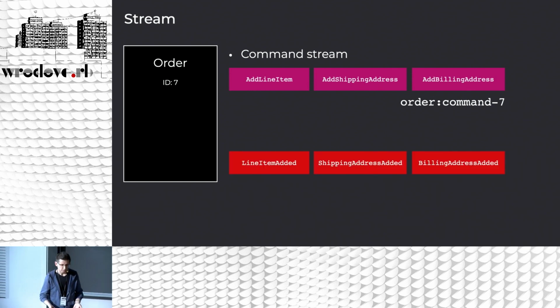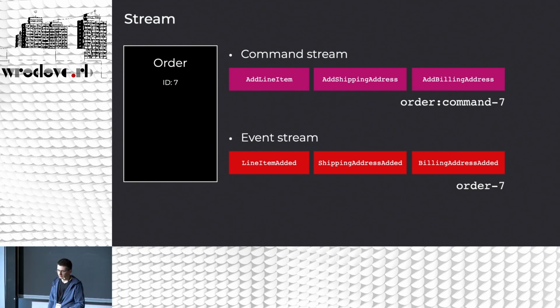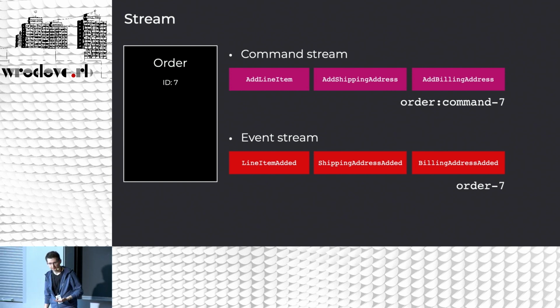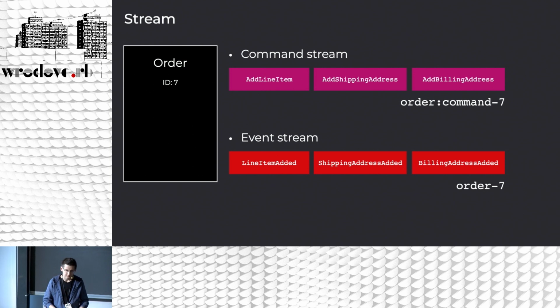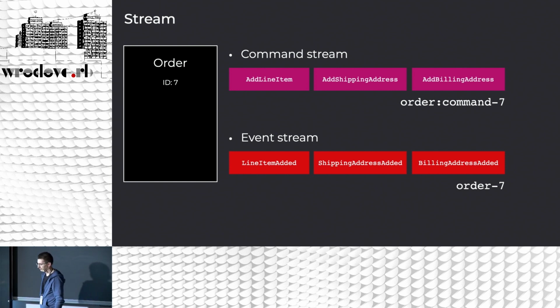And once we process those commands, there might or might not be events that were produced. Similarly to the command stream, this would be an event stream. This is the most important stream, in fact, because this stream contains all the events that have happened. So every change that has happened. So in fact, this stream contains all the information about this entity.